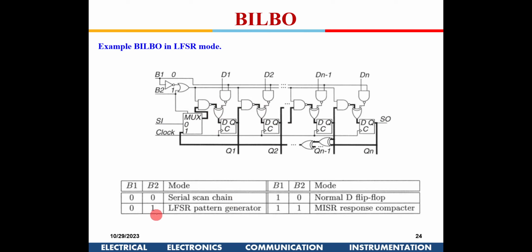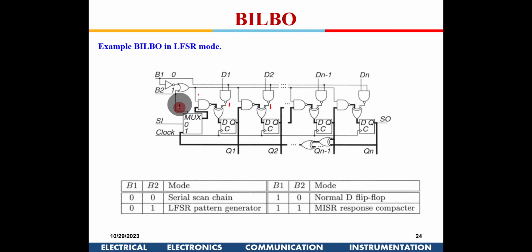The second mode is where it is 0 and 1. It will act like an LFSR, a pattern generator. Now how does that happen? This is 0, right? And if it is 0, I think this will be 1 here. All these will be 1, and this output is available here, right? Here also it will be 1, so this inverted data will be available out here.